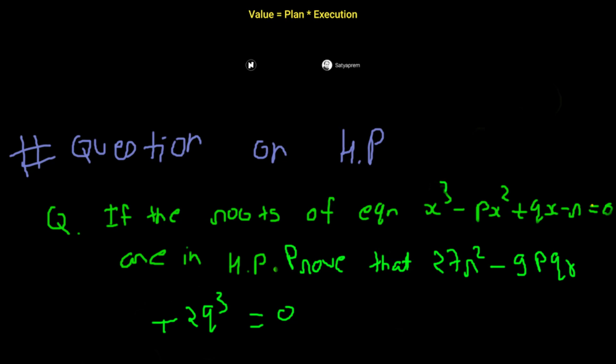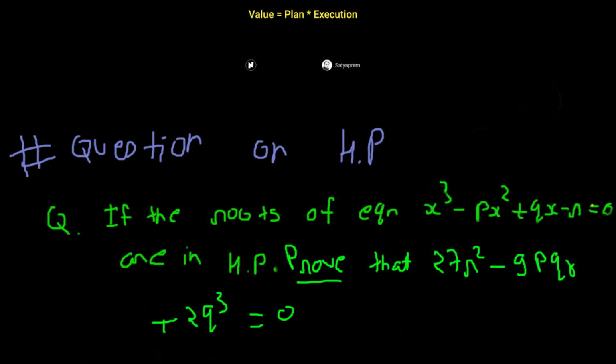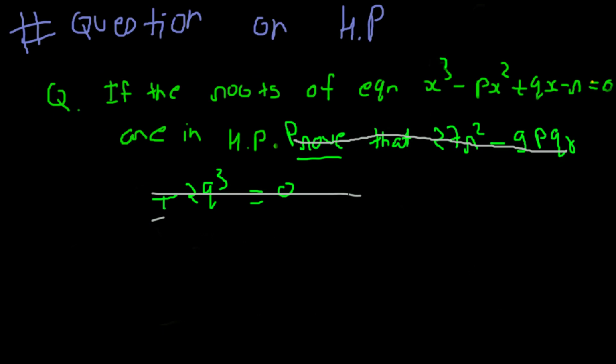Whenever there is a "prove that" term, I have seen that the majority of students get anxious just by seeing it. So I highly recommend that whenever you see this kind of question, just cut the "prove that" part and read the question now. Now reading the new question: if the roots of the equation x to the power 3 minus px square plus qx minus r equals 0 are in HP, that is it. Let's just solve this.